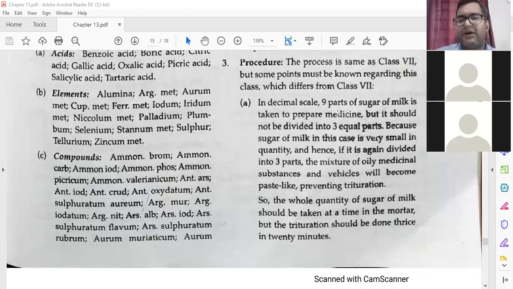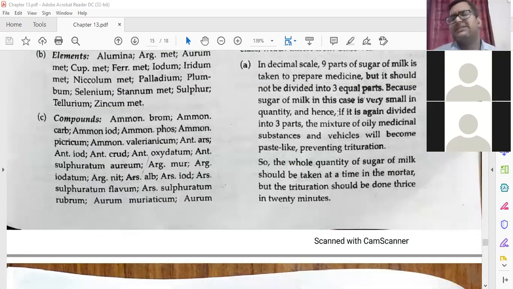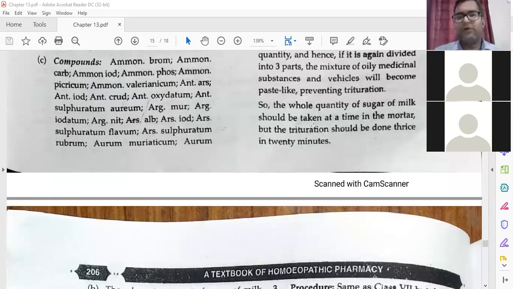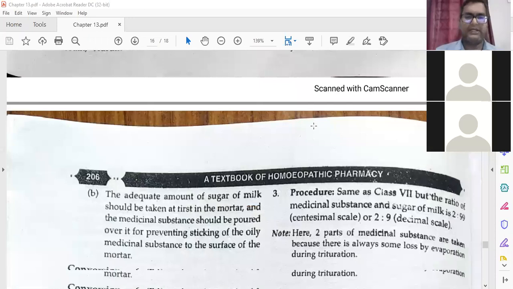The mixture of oily medicinal substances and vehicle will become paste-like, preventing trituration. Because already we have talked that class 8 is for liquid-like things which are not soluble in alcohol and water. So remember this. So we do not have to divide it into three parts. You will understand that when we actually do the practical, your concept will be more clear. So the whole quantity of sugar of milk should be taken at a time in a mortar, but the trituration should be done thrice in 20 minutes. That also I will explain in the concerned chapter.